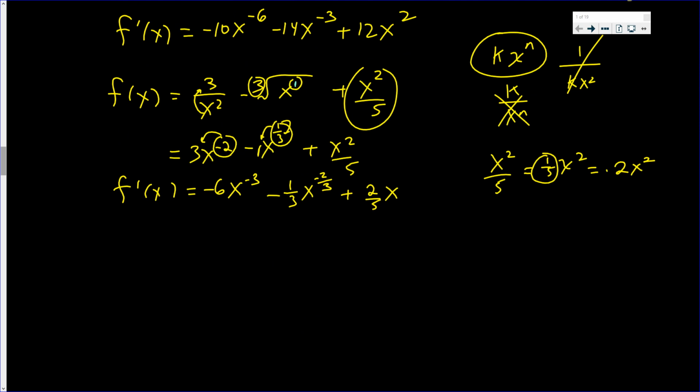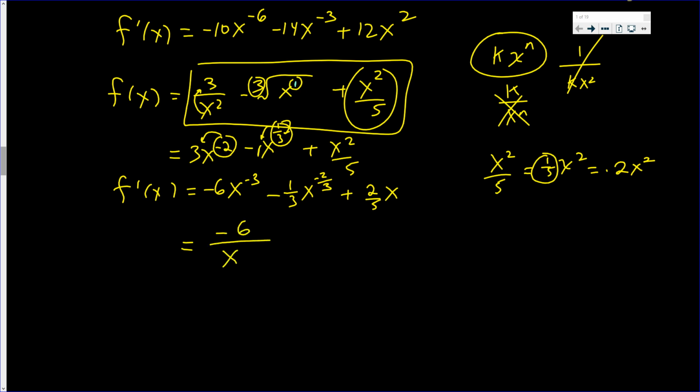Okay, one last thing. You were given a problem without negative exponents. You should give back an answer without negative exponents. So it's negative 6 over x cubed minus 1 over 3 x to the 2/3 plus 2/5 x. And that is your answer. Let us try another one.